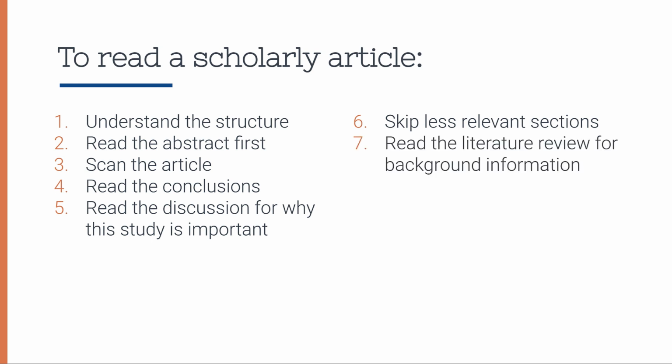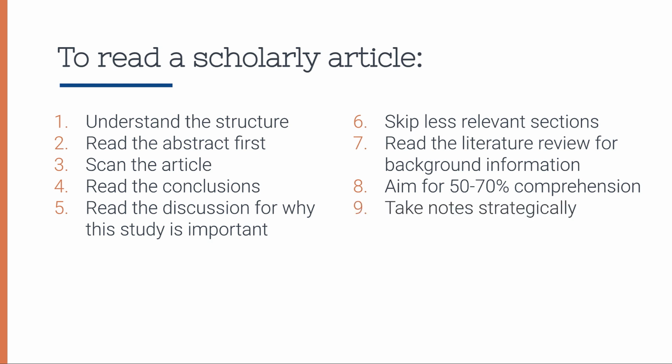You should read the literature review near the beginning for background information, including other studies on the same issue or same area. You should aim for 50 to 70% comprehension of the article. This is enough. These articles are written at a very high level of complexity, and they're difficult to understand for anyone. So if you're an English language student, 50 to 70% is enough to get the information that you need.